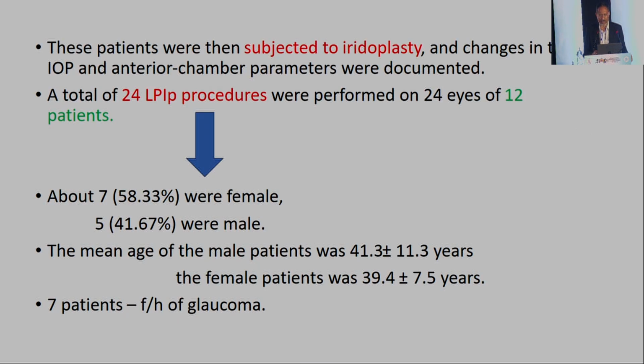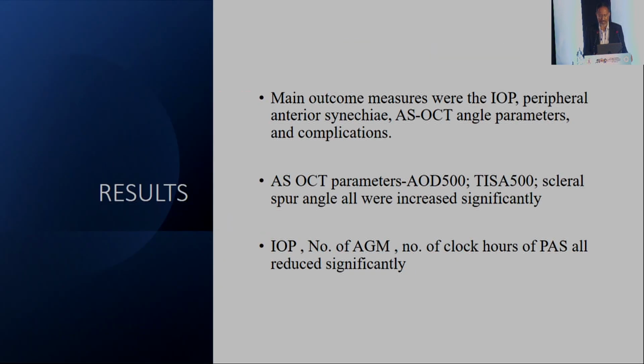The IOP and anterior chamber parameters were documented. Twenty-five patients underwent iridoplasty procedures, with an equal distribution of male and female, aged between 40 and 79 years, and 7 patients had a family history of glaucoma. The main outcome measures were IOP, peripheral synechiae, and AS-OCT parameters. We measured AOD 500, TISA, and scleral spur angle, and the number of medications post-op.